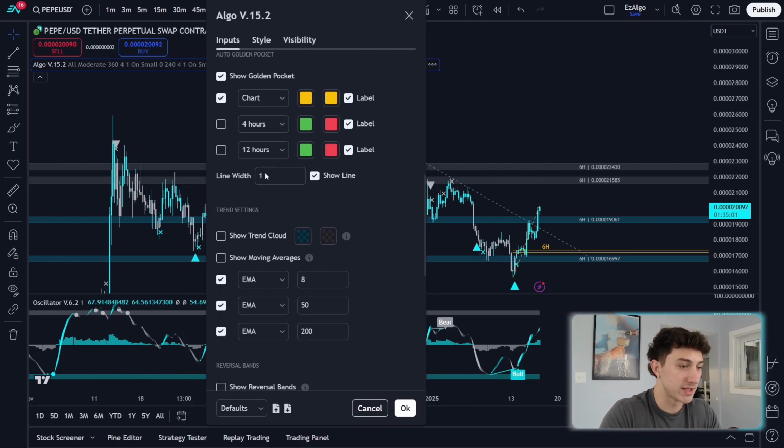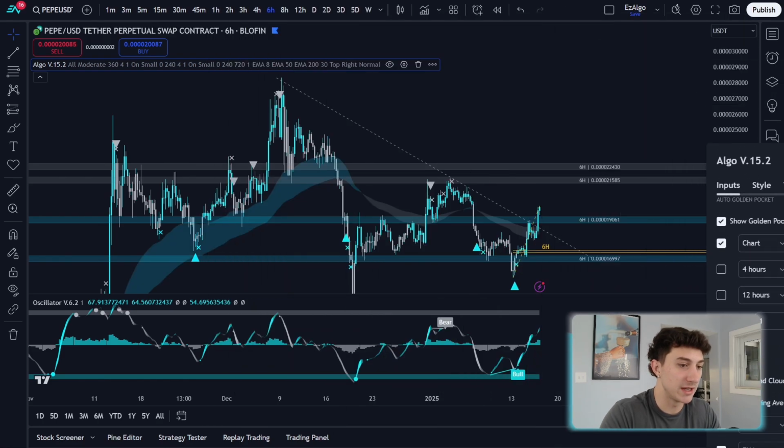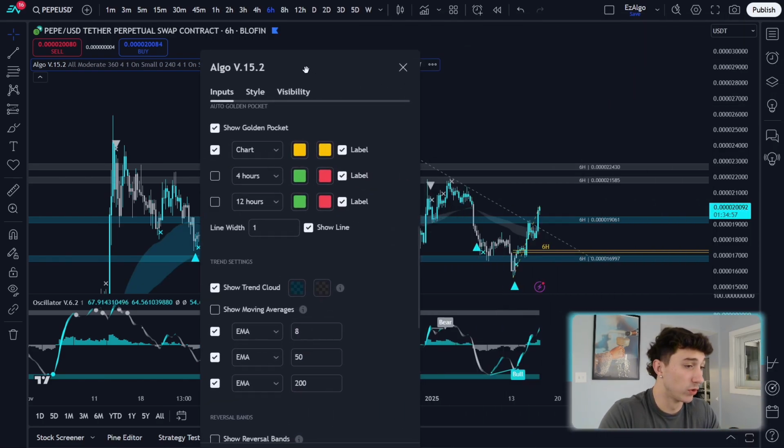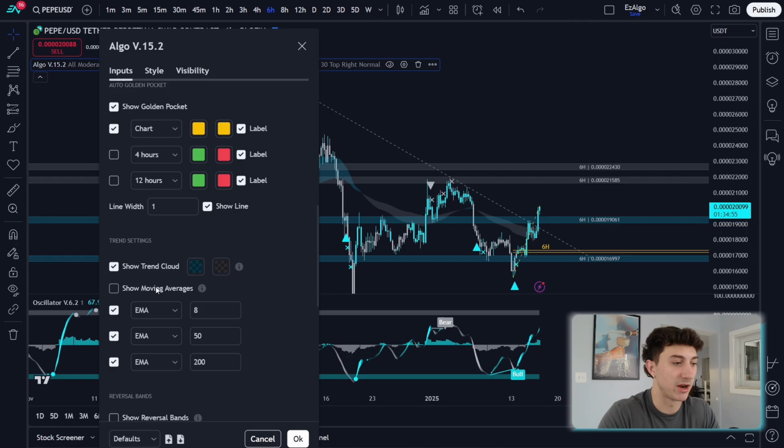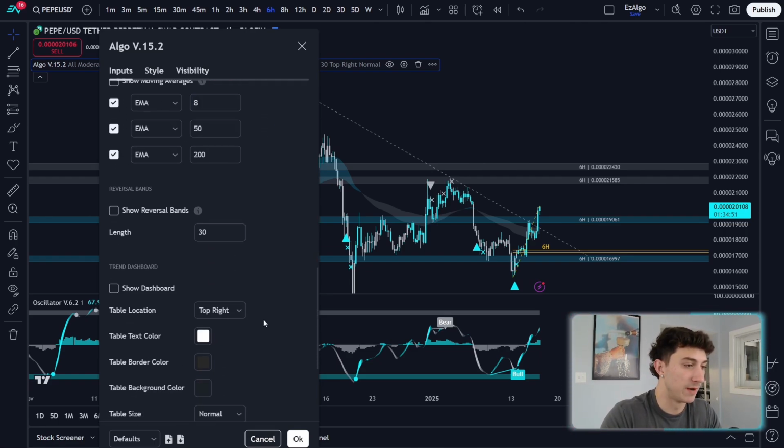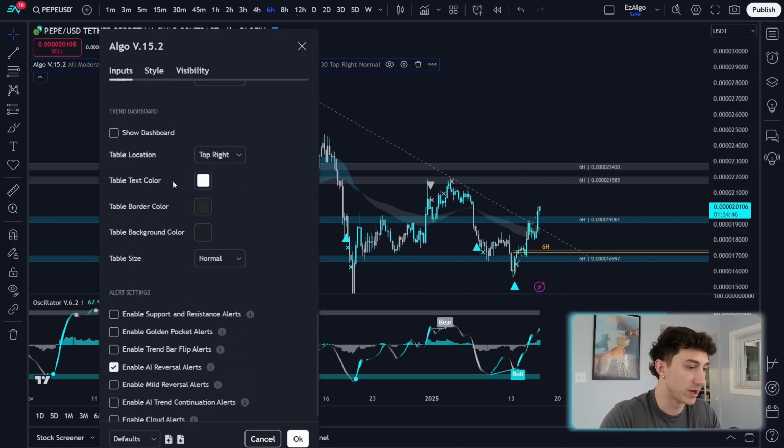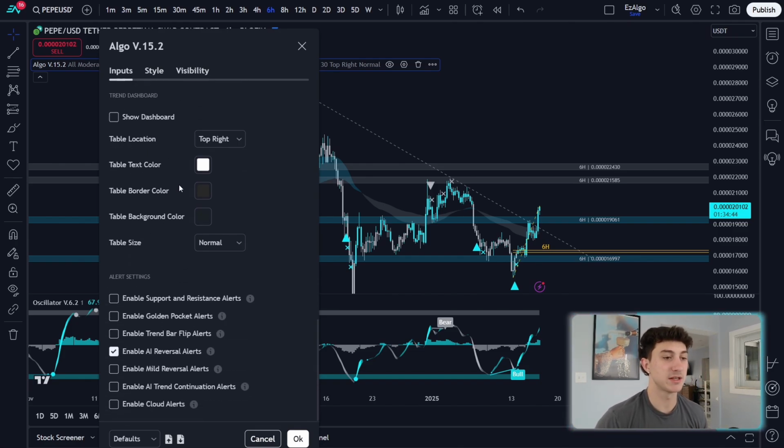Going down to trend settings, I do like to have the trend cloud and EMAs on at times. It's a really good confluence for entering long, so I'm going to keep that on. I usually don't have this on, but sometimes I like to look at it, so we'll keep that on. Reversal bands I don't really use, trend dashboard I don't really use. Again, you can customize it to your liking.